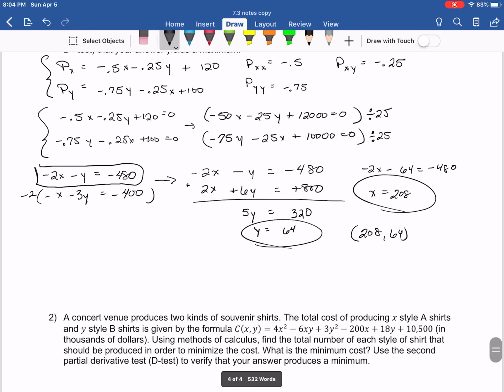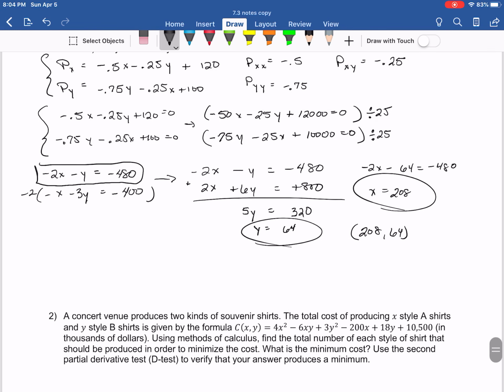So in order to verify this, we need to come up with your D-test formula. So let's see if I can separate this a little bit. Your D-test, D of x, y, that's going to be negative 0.5 times negative 0.75 minus negative 0.25 squared. And this is going to be a positive 0.3125. Great, that's bigger than 0.